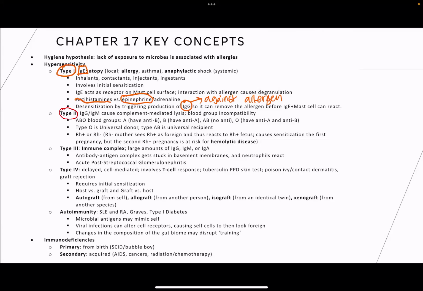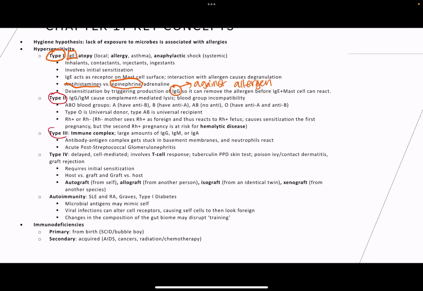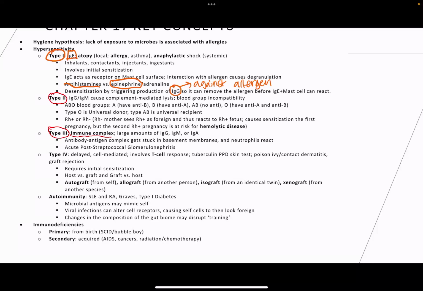So that is type 2. Let's move on to type 3. These are based on immune complex. This usually takes large amounts of different antibody, and I usually focus on it being IgG. It doesn't matter what kind of antibody it is, but it's the fact that it's not just antibody, and that antibody is recognizing the antigen, like in type 1 and type 2.